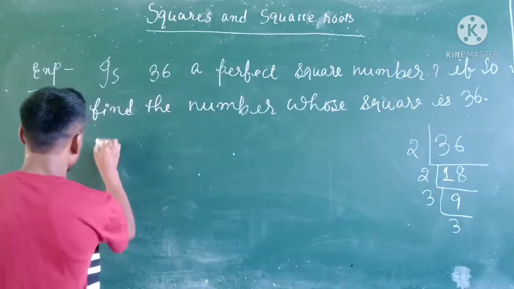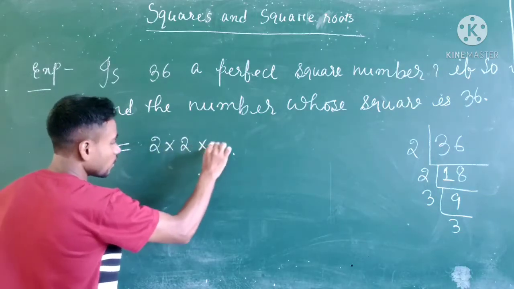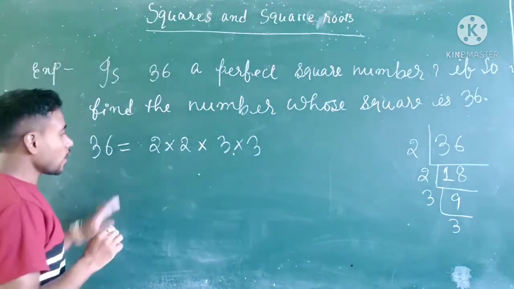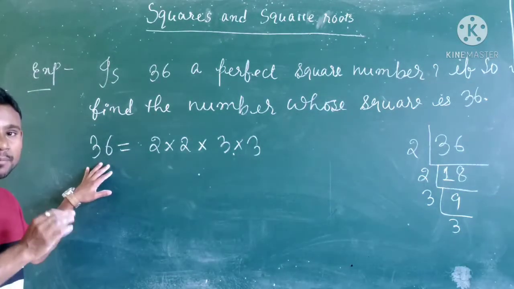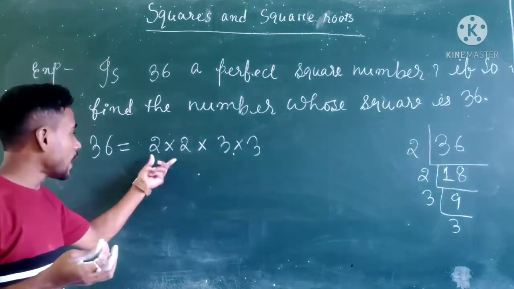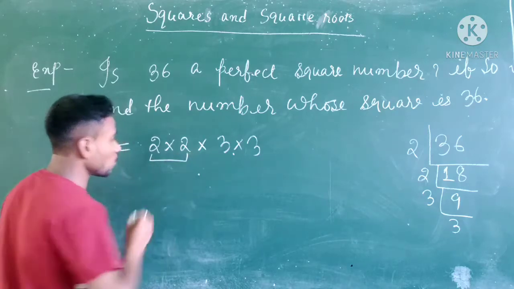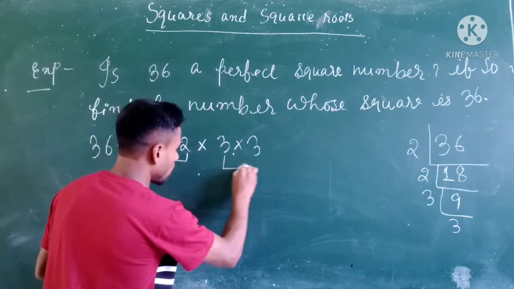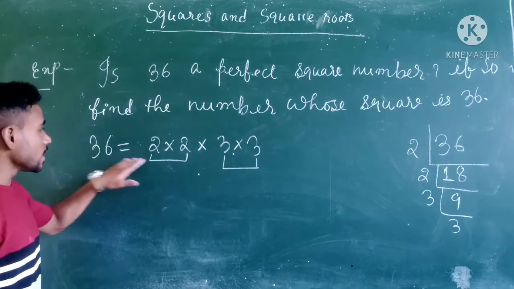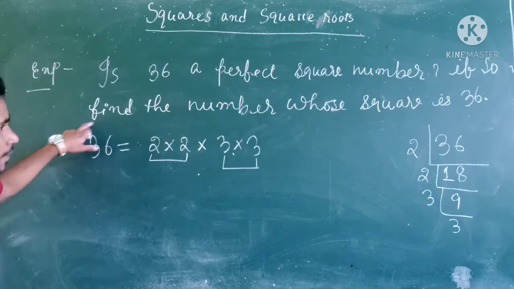Now write 36 as 2 into 2 into 3 into 3. Can this be made into a group of pairs? Yes: this is one pair, two same numbers, and this is also a pair. So we can say that 36 is a perfect square. That is understood.